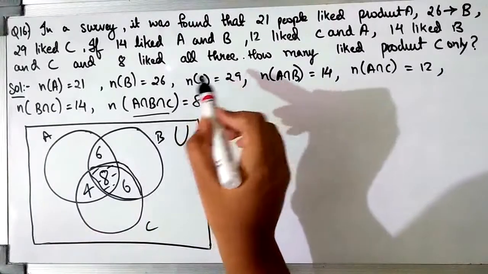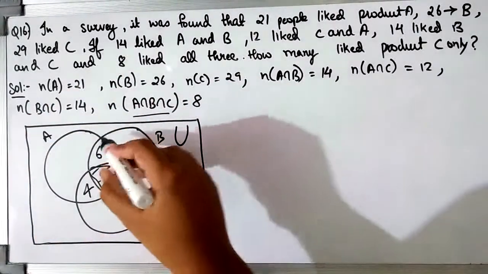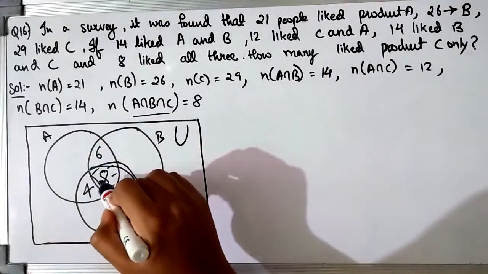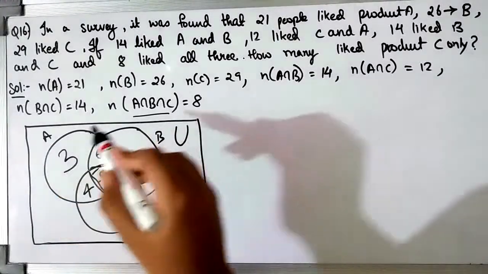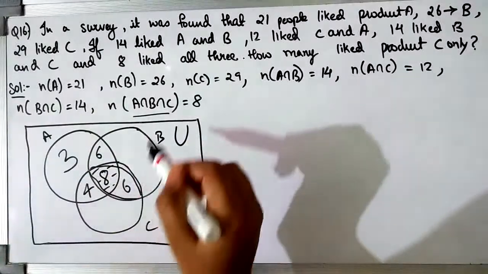Now see that set A has a total of 21 elements. So if you see the set A together, we have already marked 8 plus 6 plus 4 elements. So the leftover elements will be 3. Now if you add all these elements of set A, what you get is 21 elements.